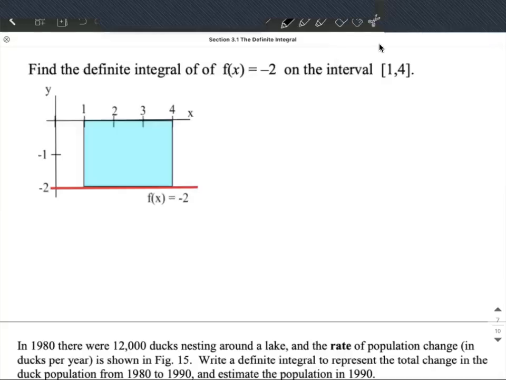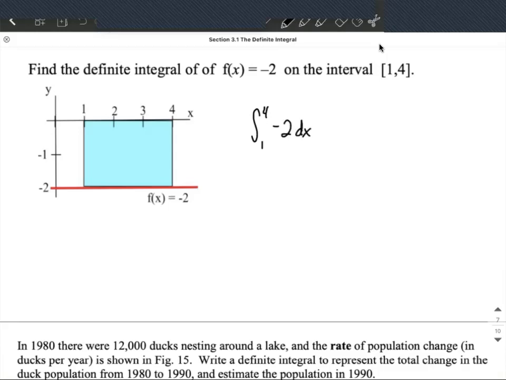Okay, two quick examples with signed areas. So in this case, we're trying to find the definite integral of the function f of x equals -2, a nice constant function, on the interval from 1 to 4. If I wanted to write this with a definite integral, I'd have my integral sign, my bounds of integration, 1 and 4, and then our function gets plugged in here.